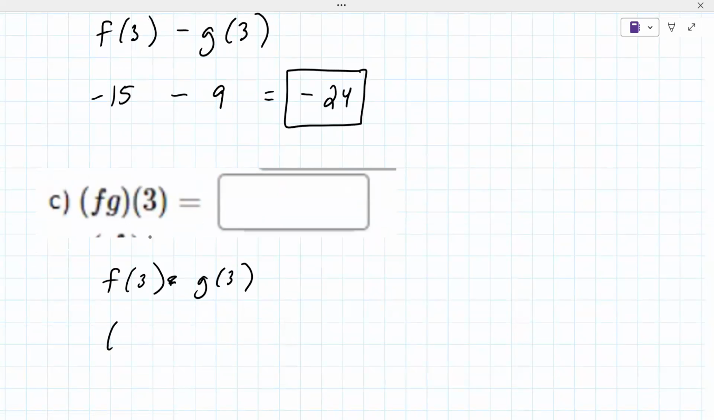So f of 3 is minus 15. g of 3 is 9. So you're going to multiply those together: 15 times 9. Always good to double check me. I do make mistakes, and I don't want you to miss out.